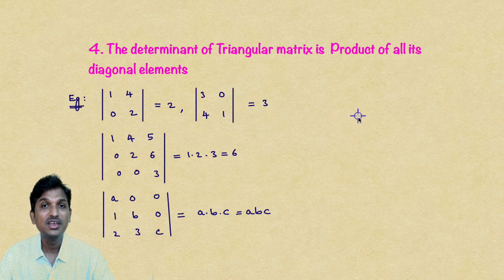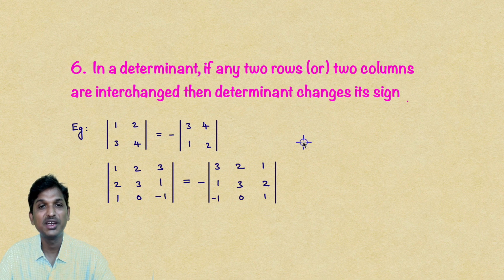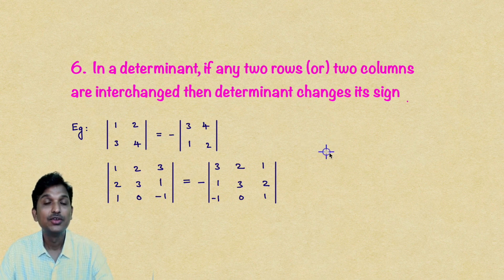Yes. What is fourth property? The determinant of a triangular matrix is the product of all its diagonal elements. What is fifth property? In a determinant, if its rows and columns are interchanged, then the value of determinant remains same. What is sixth property? In a determinant, if any two rows or any two columns are interchanged, then the determinant changes its sign. So in total we completed 6 properties.